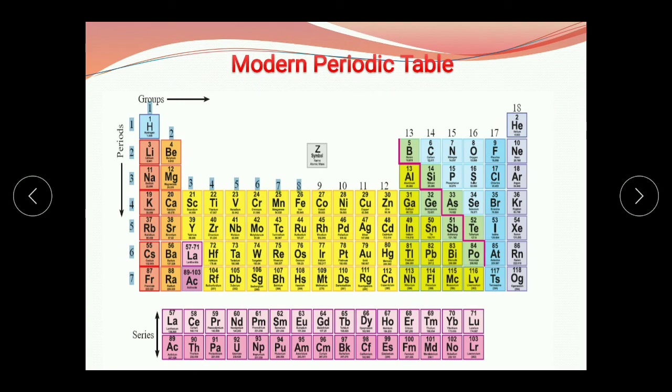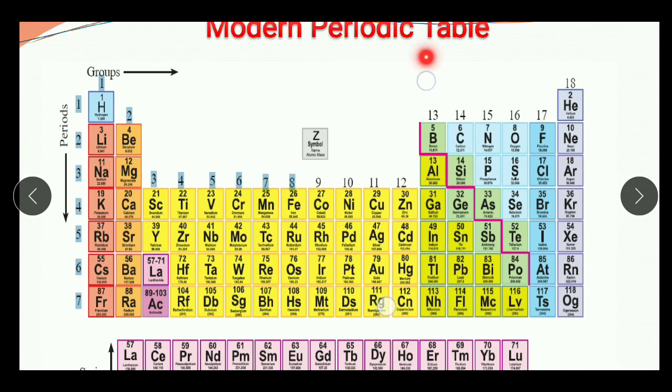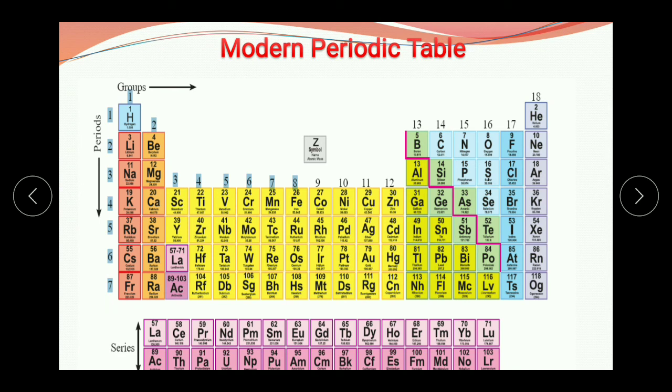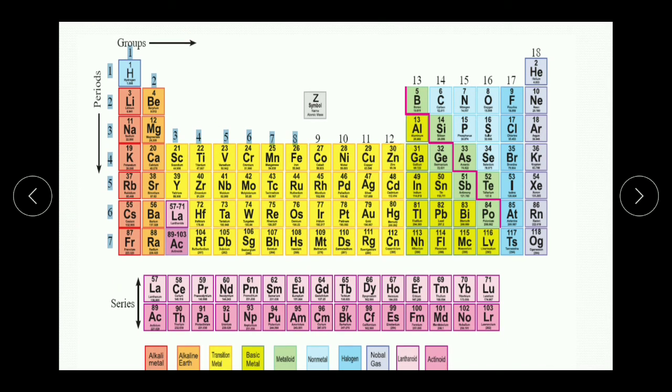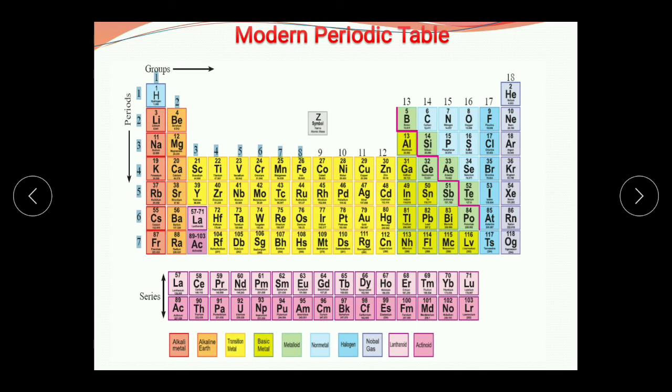There are 7 periods. You can see 1, 2, 3, 4, 5, 6, 7. There are 18 columns, that means 18 groups. And 2 separate series containing 14 elements each are placed below the main periodic table. One element extra, lanthanum and actinium, is there. That is actually the 15th element that should be kept here. So after lanthanum and after actinium, like this. So this is the periodic table with 18 groups and 7 periods.